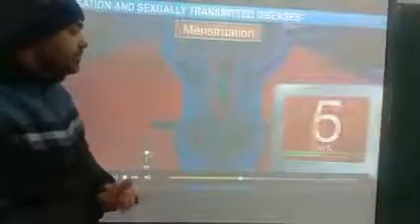This cycle takes place roughly every month and is known as menstruation. It usually lasts for about 2 to 8 days.